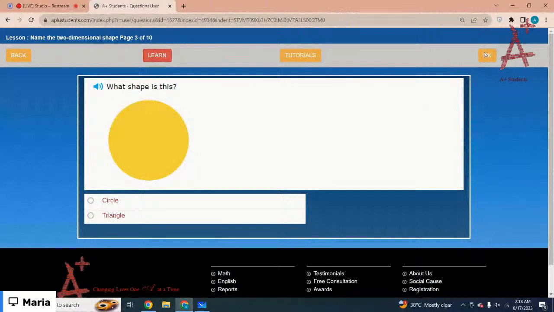What shape is this? Circle, triangle. You can see the shape is made up of a round figure, right? That is a round figure. The shape has no sides, just a round. So that means this is a circle.